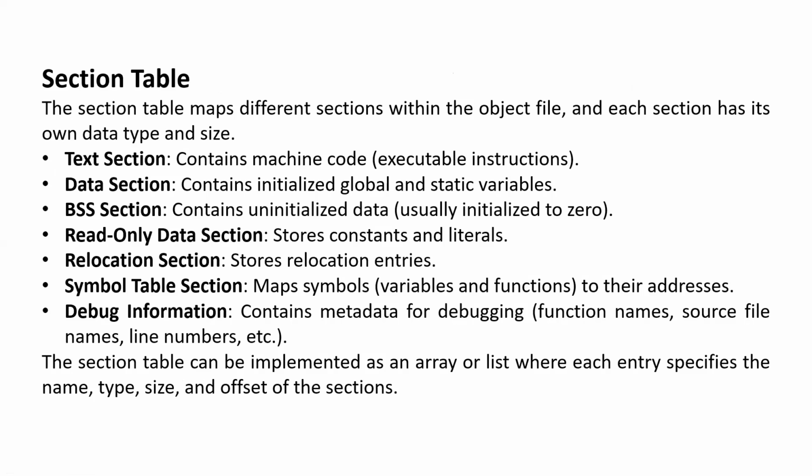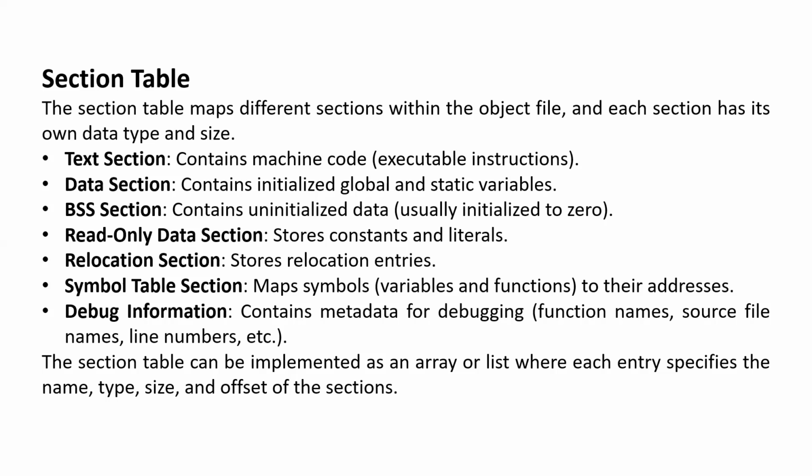Next, we need to add a section table. Now, this section table would be used to map the sections that are available within your object file. Here, each section will have its own data type and size. Say, for example, the text section or code section contains machine code, definitely a set of executable instructions. The data section contains initialized global and static variables.